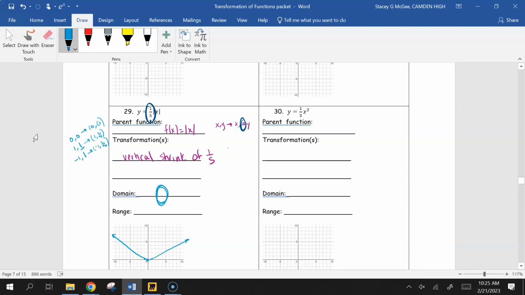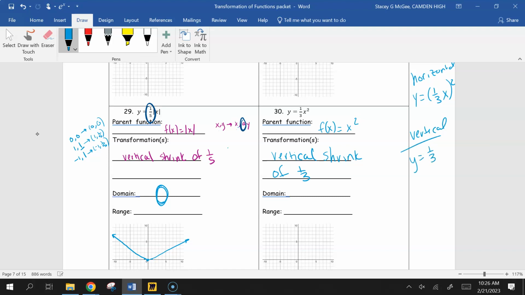What do you think's happening with 30? What kind of shrink? Vertical. How do you know it's vertical? It's outside. That's exactly right. This is horizontal, just to show you the difference, because these get kind of confusing when you got just the squared or the absolute value. So that's the difference between outside and inside.